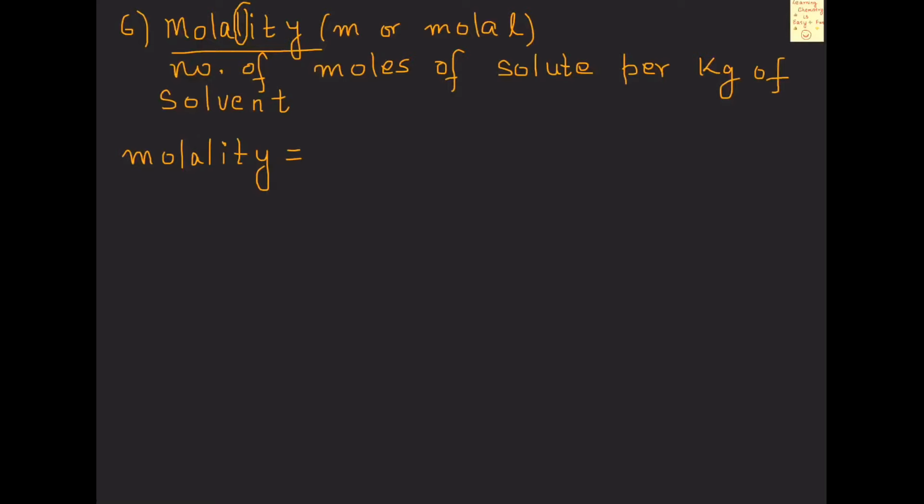The difference is in what you are taking in the denominator. It is the number of moles of solute per kilogram of the solvent. Till now we have been talking about solution. This is the first definition where you're talking about the solvent. Now, I've given you the definition.